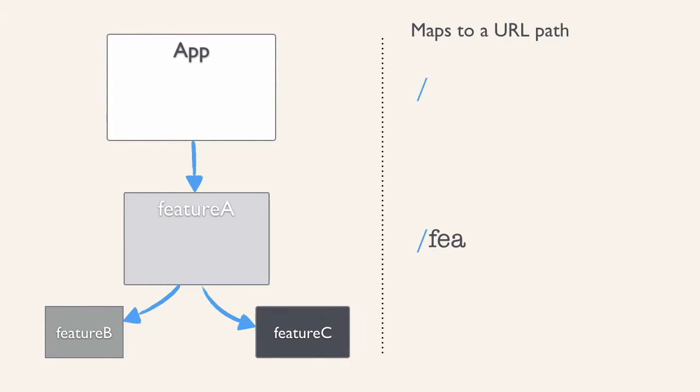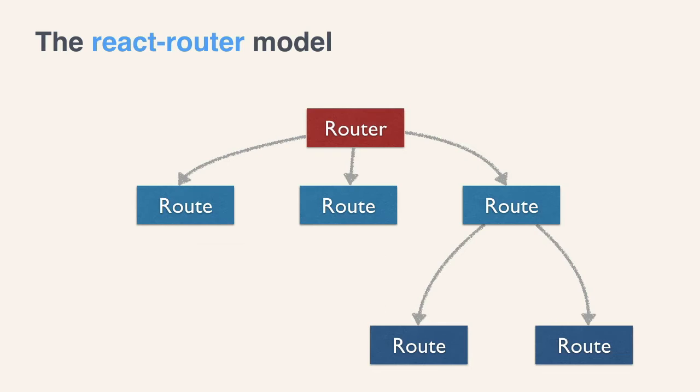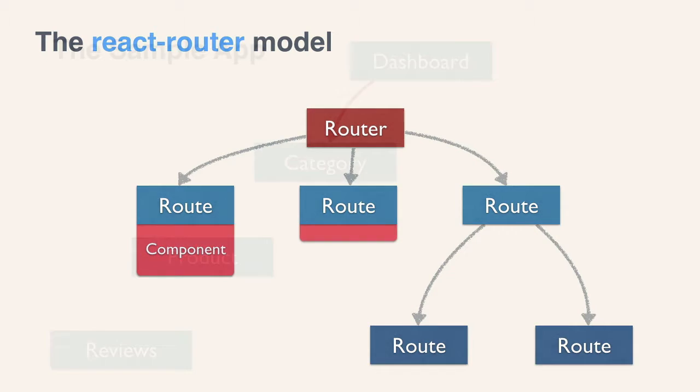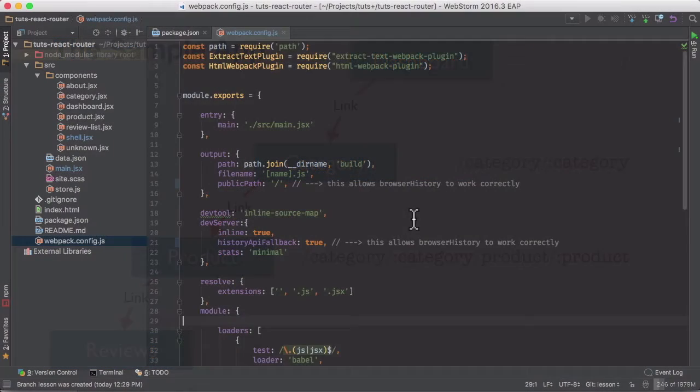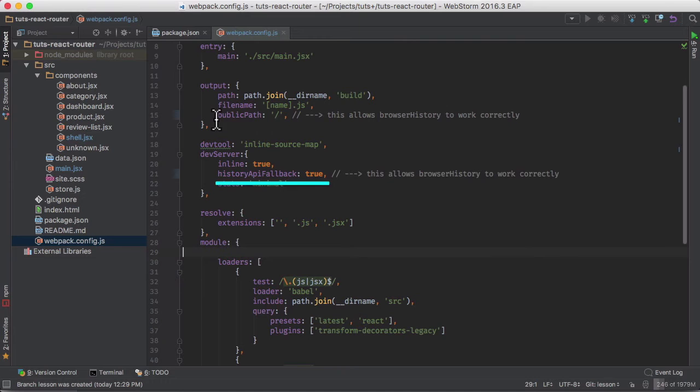We'll start off with the basic concepts of React Router, such as routes, URLs, and of course route configuration. We'll then jump into a sample application consisting of a dashboard, categories, and products, where we'll see all of these concepts in action. We'll build a sample app using Webpack, Babel, and the ES2015 syntax.